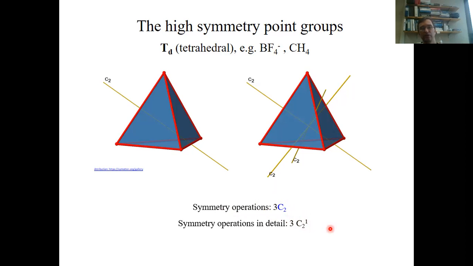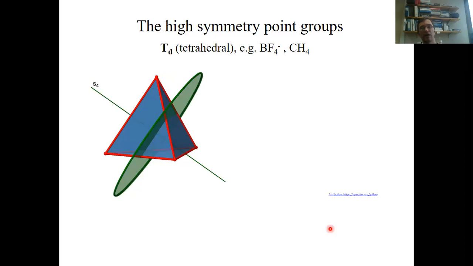Now we have considered the proper rotational axes. So next we can ask, what improper rotational axes do we need to consider? As we have seen previously, a tetrahedron has S4 improper rotational axes. So where do they run? You see that they basically run where the C2 operations ran previously. So they go through 2 opposite edges.